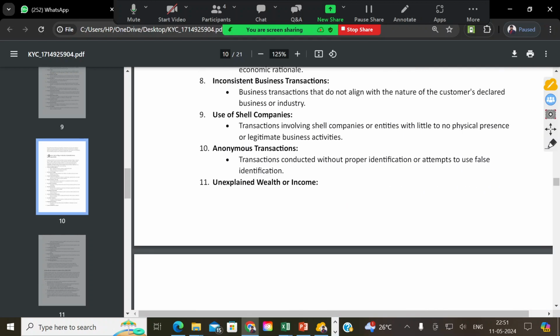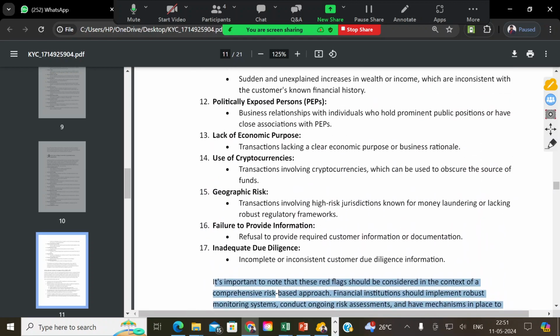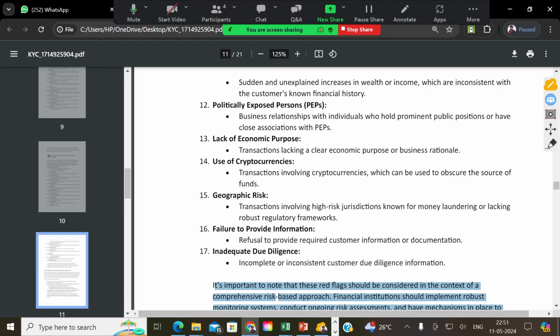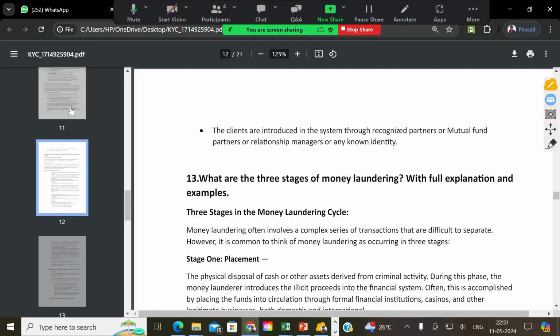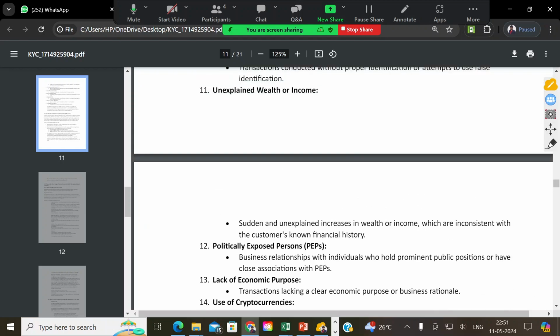So how can you prevent money laundering? If you implement these red flags, and ensure that you have a proper mechanism and process in place, then you can control anti money laundering risk. All right. We have almost 10 plus pages more, so we'll discuss the further part tomorrow in our session.